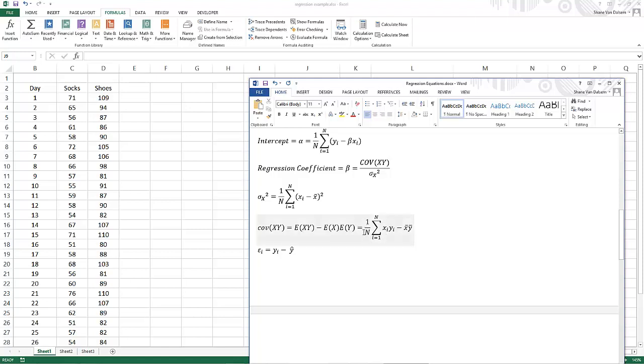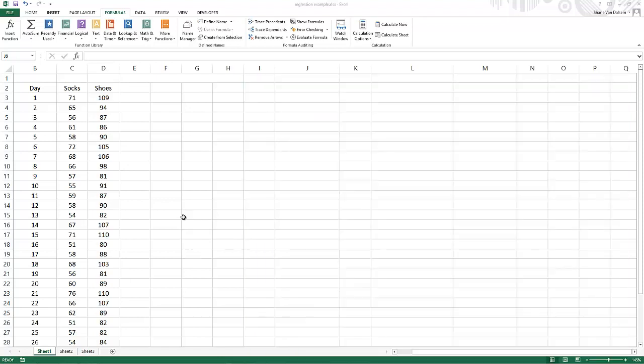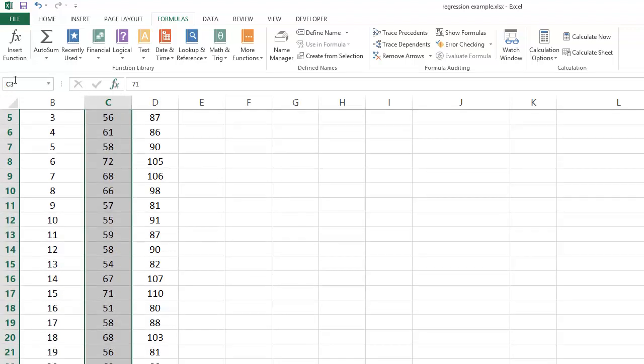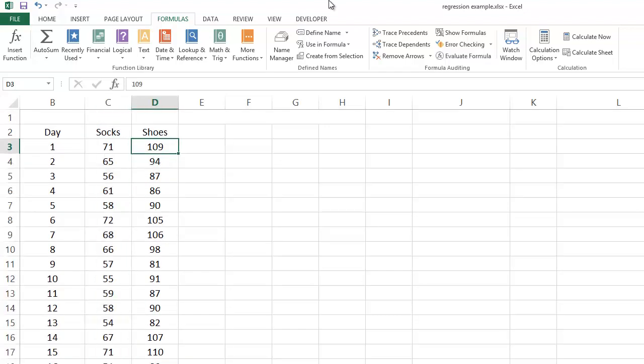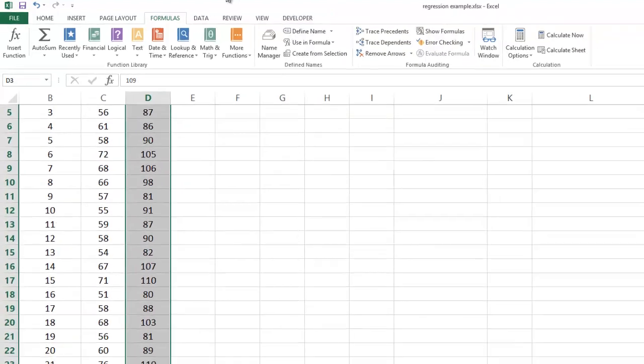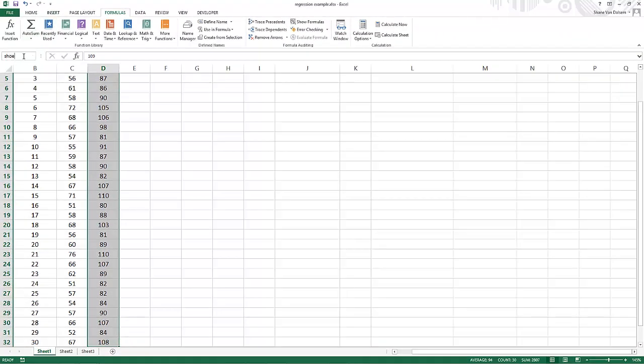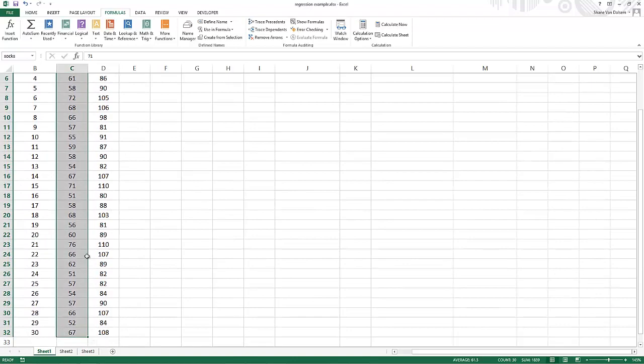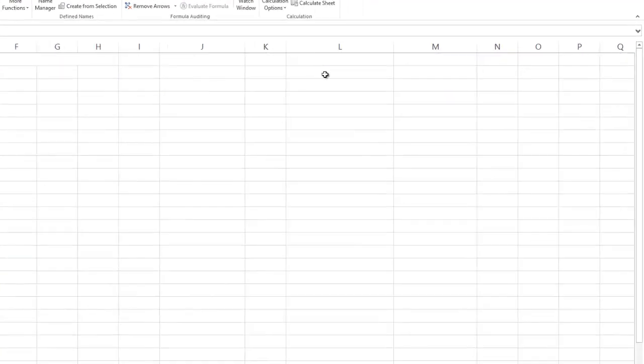The information I want to start off with is the number of observations, the mean number of shoes, and the mean number of socks. To make things a little easier, I'm going to name my column for the number of socks sold. I'm going to put my cursor in C3, press Control Shift and then down. Up here is the name box. I'll name this array socks. I'll go over to D3, press Control Shift and down, and name this array shoes. Now I don't have to highlight this column every time I want to use those numbers.